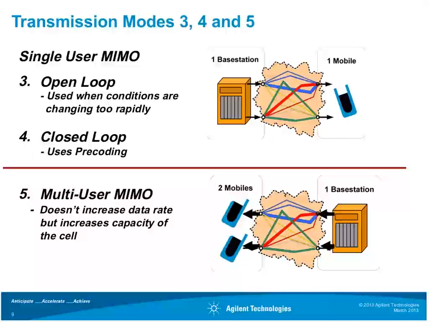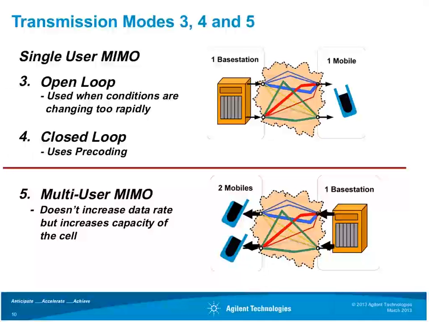They use open loop transmission when the conditions are changing rapidly, and there's no time for the information to get sent back and forth. The fourth is closed loop, and so pre-coding is used. This is one of the most common techniques of MIMO that's being used. And this does more to enhance the capacity.